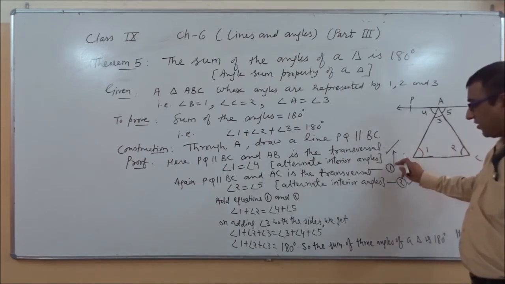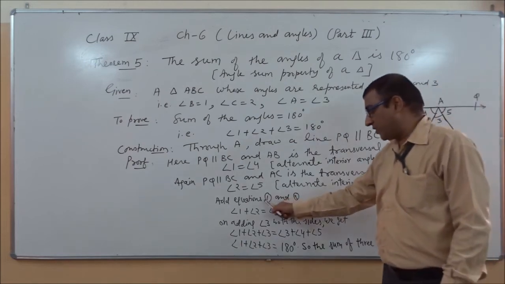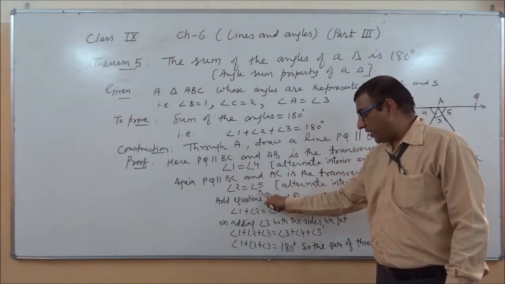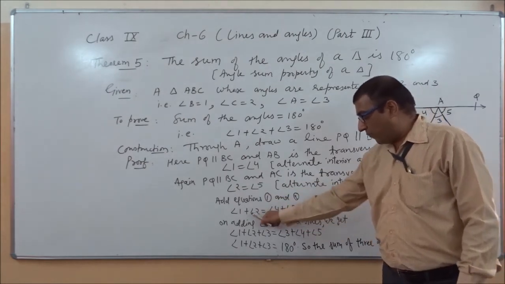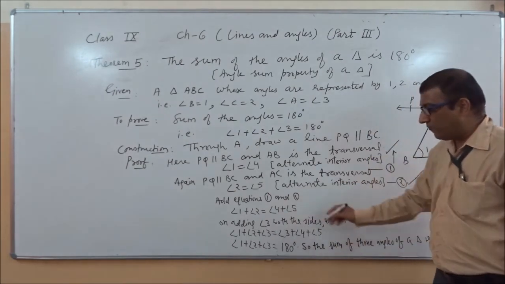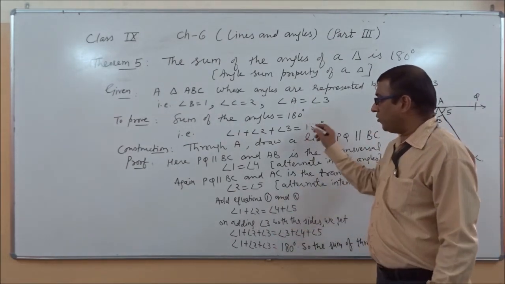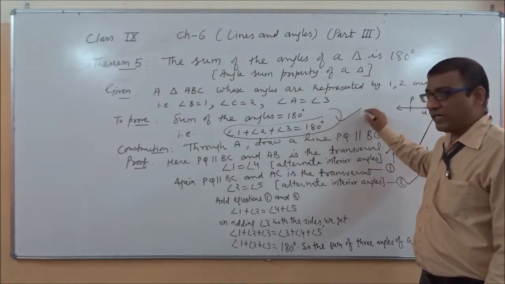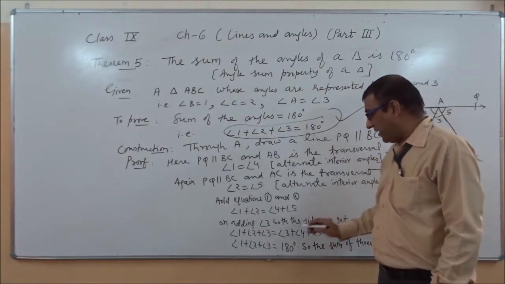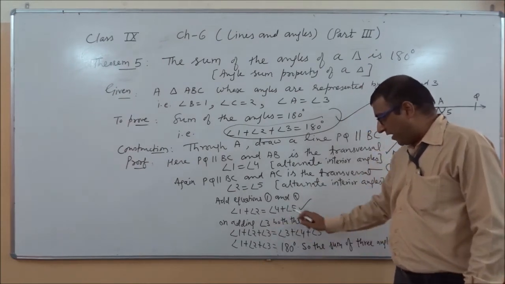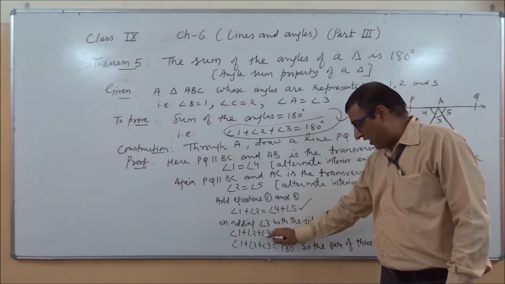Now we will add equation first and second. If we add equation first and second, then the left hand side will add to the left hand side and the right hand side will add to the right hand side. Now, both the sides, it is an equation, so on both the sides we will add angle 3. Why will we add angle 3 here? Because we have to prove angle 1 plus angle 2 plus angle 3 equals 180 degrees. That's why we will add angle 3 on both sides, and when you add angle 3 on both sides, it looks like this.